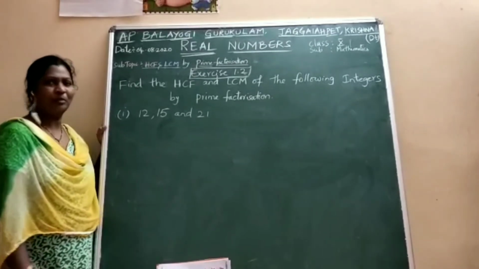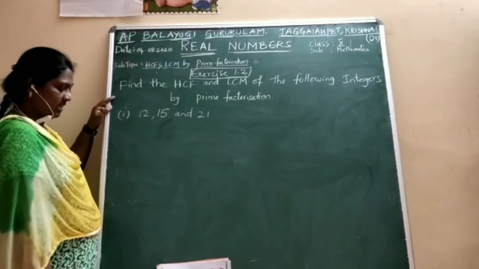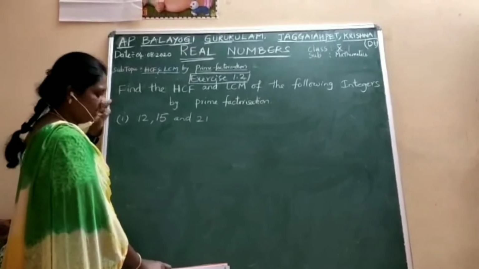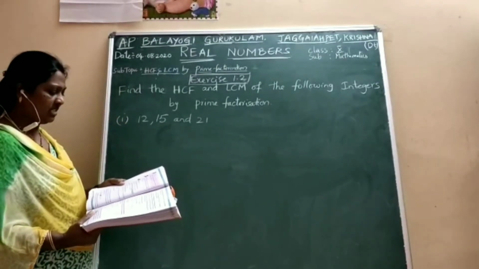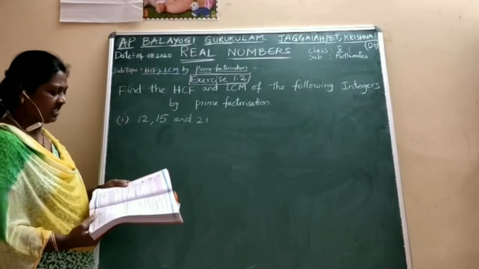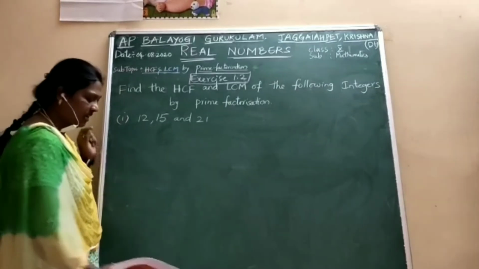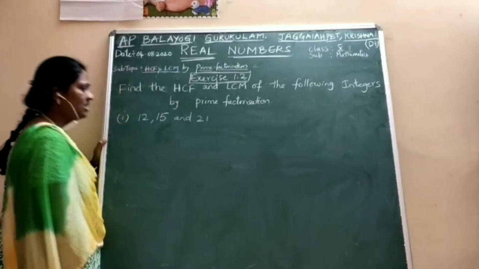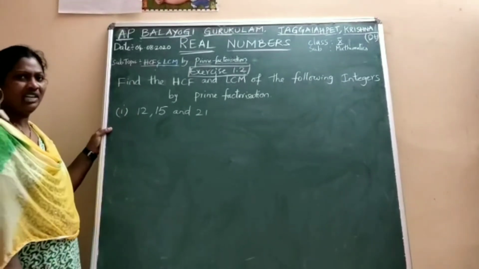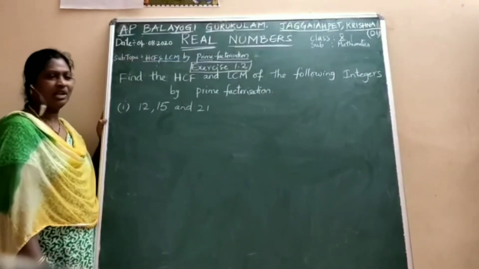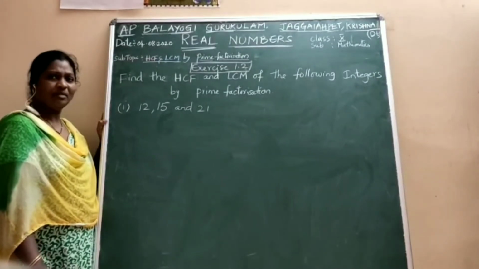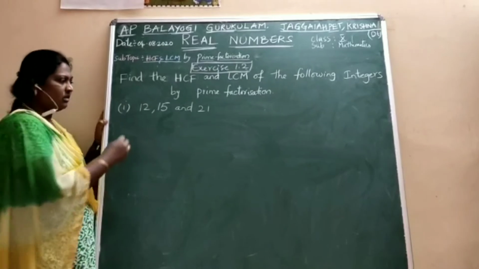Let us take one more problem children. In the textbook, in exercise 1.2, we have one problem. Find the LCM and HCF of the following integers by prime factorization method. That is 12, 15 and 20. Here the numbers are given as 12, 15 and 20. Three numbers. How can we find the HCF and LCM when 3 numbers are given? By prime factorization method only.